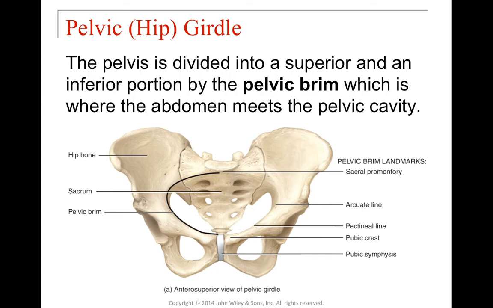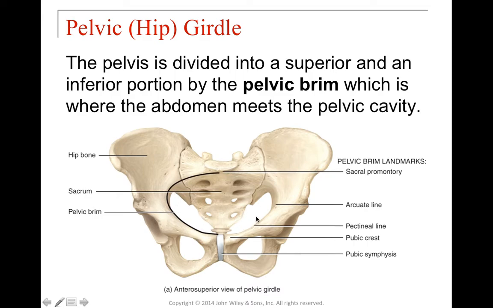All right, so the pelvis is divided into a superior region and an inferior portion. So superior would be the top, obviously inferior would be the bottom. And so if we're looking at it from the top, this is the superior portion. It's got the pelvic brim. And it's separating the top and the bottom right here at this pelvic brim.